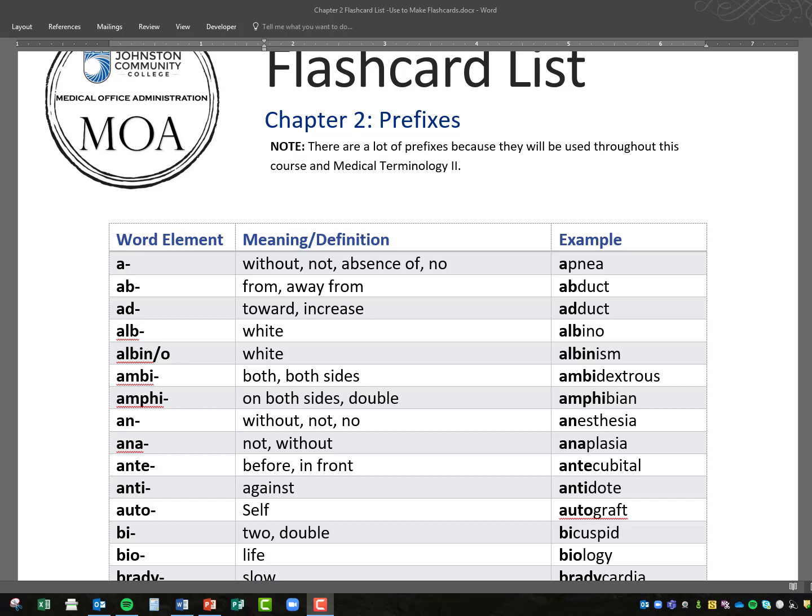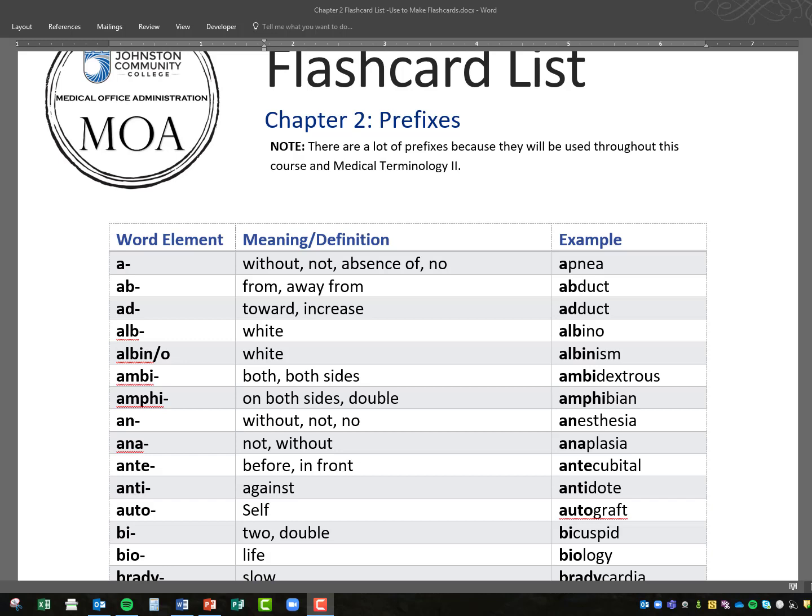So, A means not, or without, absence of, no. I always say no, not, without. Apnea would be an example of that. Now, pnea would be breathing. Remember, if it begins with a letter, we have to say the P. If it does not, then you just start with your N sound, like pneumonia. But in this case, we have the A before the P, so it's apnea.